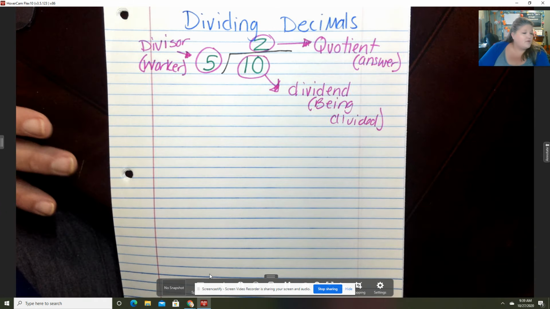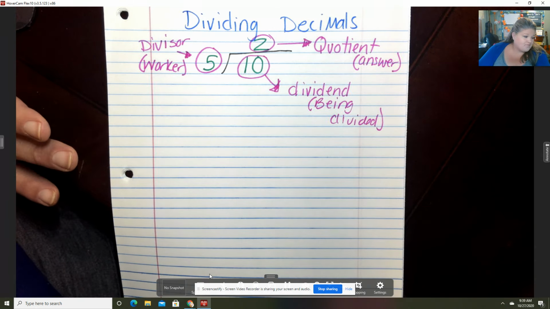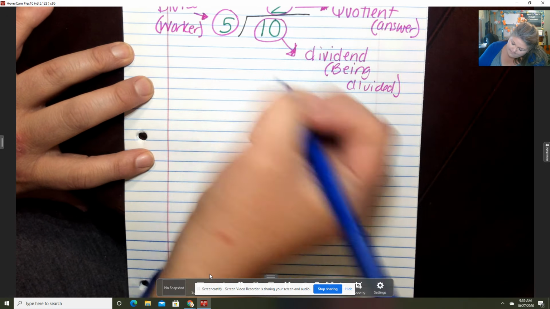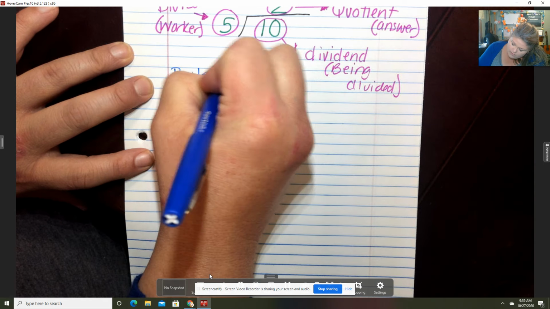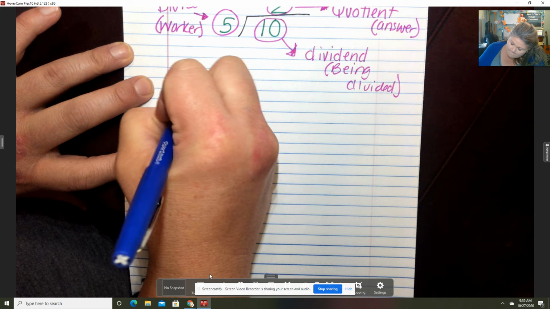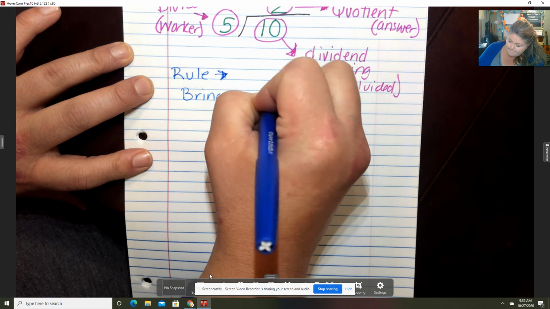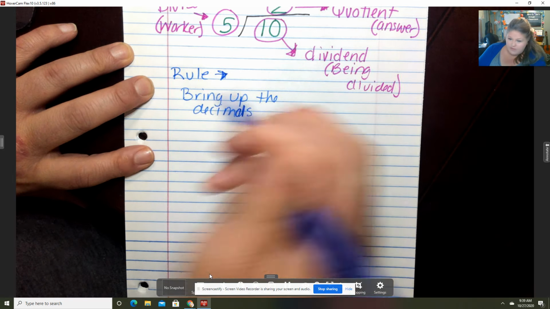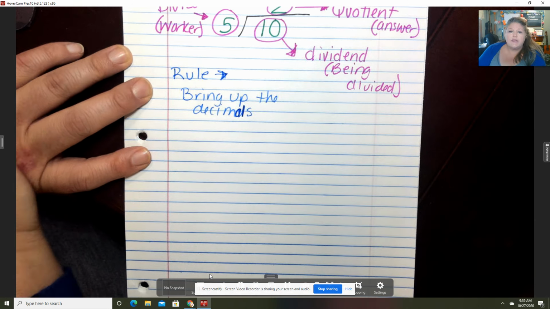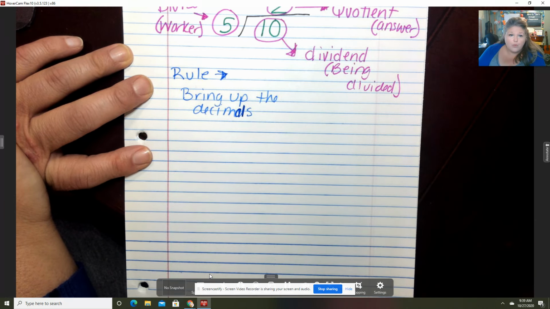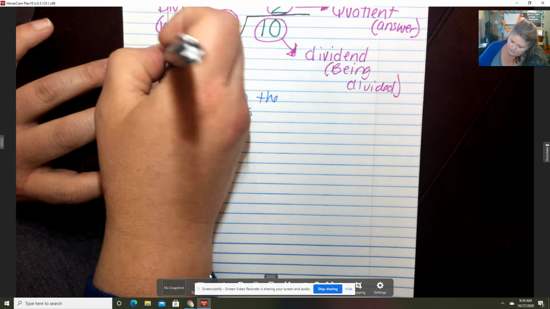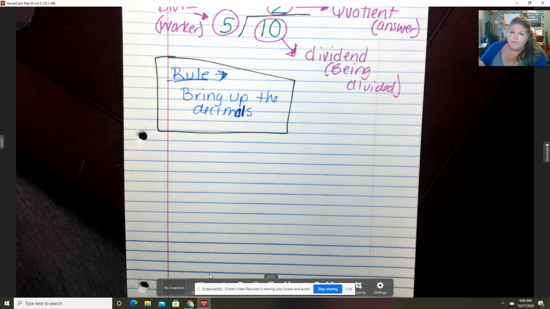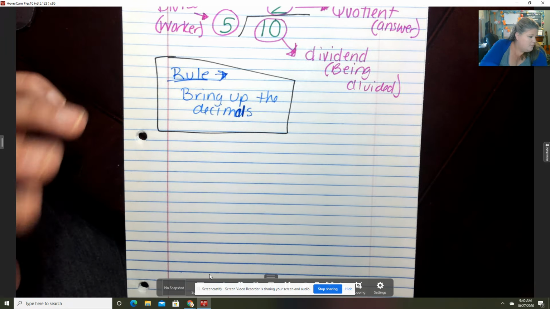All right. So the only rule with dividing decimals is to bring up the decimal. It's probably the easiest rule that we have with working with decimals. So, oops, that looks like a D, but it's supposed to be decimals. So bring up the decimals. That is the only rule for dividing decimals. So from the original problem, you'll bring up that decimal to the answer.